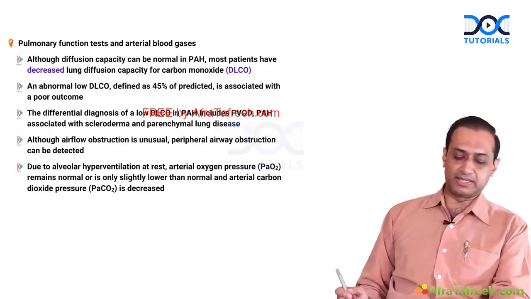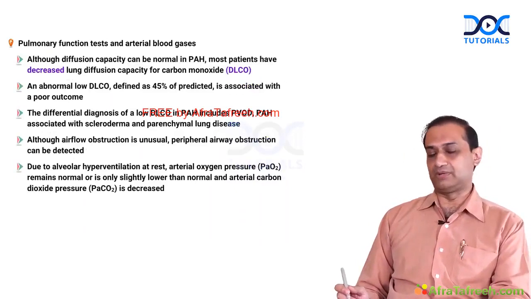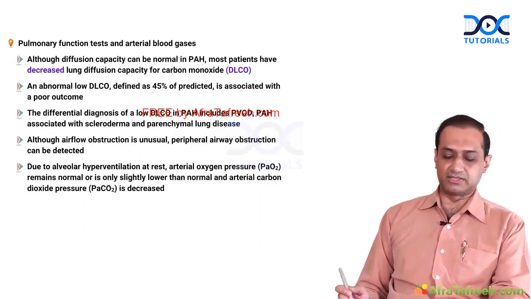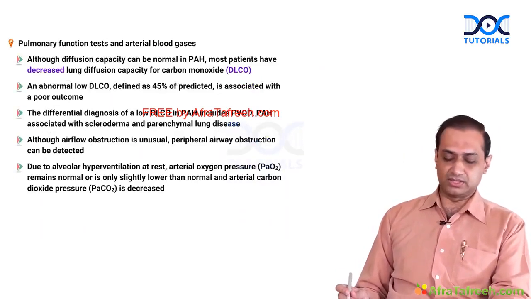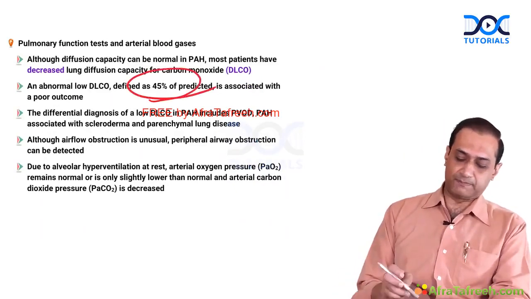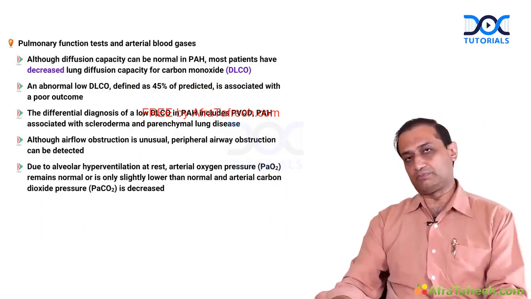PFT and arterial blood gas: although diffusion capacity can be normal in PAH, most patients have decreased lung diffusion capacity for carbon monoxide. An abnormally low DLCO, defined as less than 45% of predicted, is associated with poor outcome.